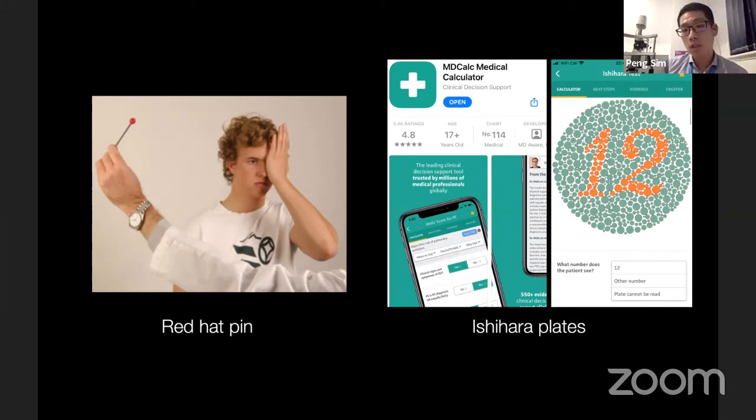If you're making referrals, we would really appreciate it if you could tell us what the color vision is in terms of the number of plates that the patient can read. The app I was recommending previously, MD Calc, is really good and has a really easy-to-use Ishihara test.